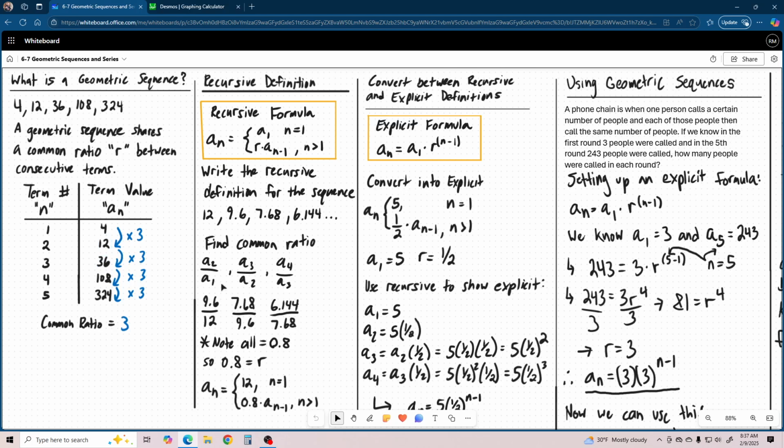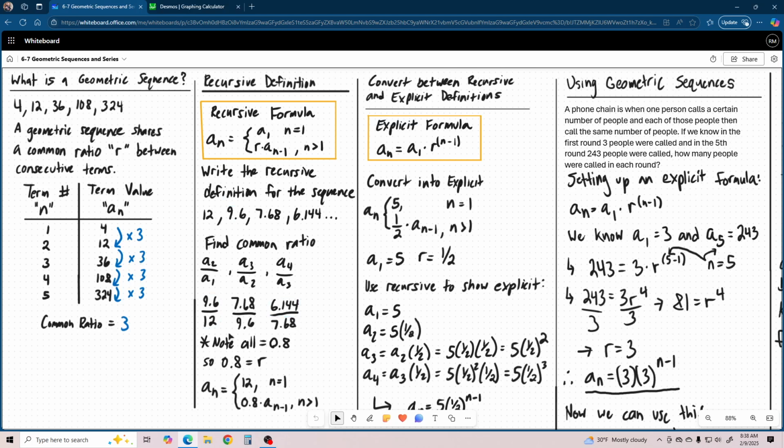So you'll notice that I wrote it here, we can use any of these. We can say a sub 2 over a sub 1, which is what we did here, 12 and 4. A sub 3 over a sub 2 would be 36 divided by 12. If this is geometric, these will all have to be the same, right? So if a problem tells you that it's a geometric sequence, you can find the common ratio by simply dividing one term by its previous term, right? So 9.6 divided by 12, and that'll give you the common ratio.